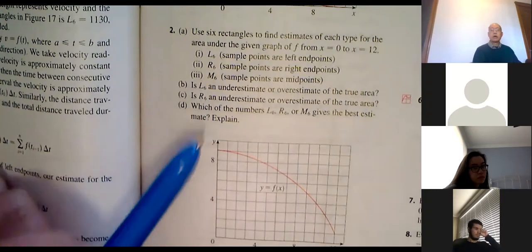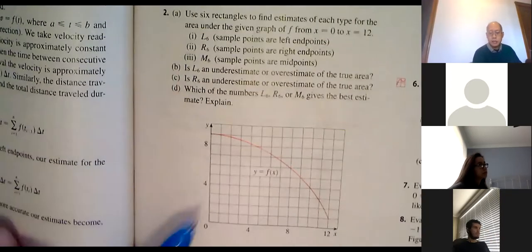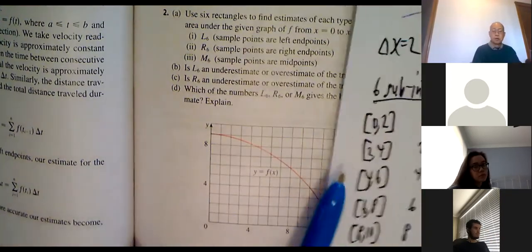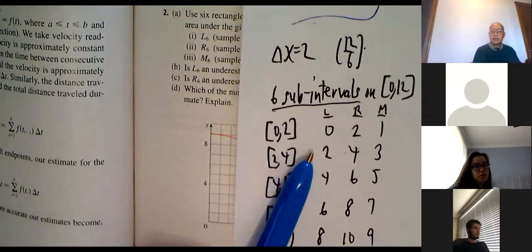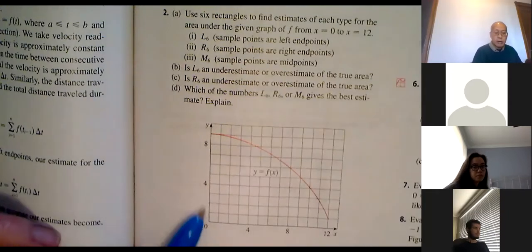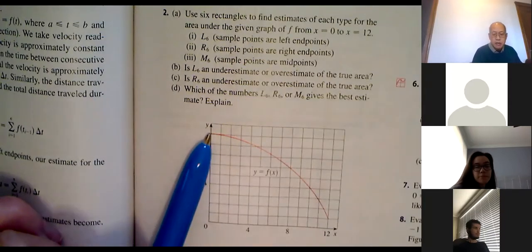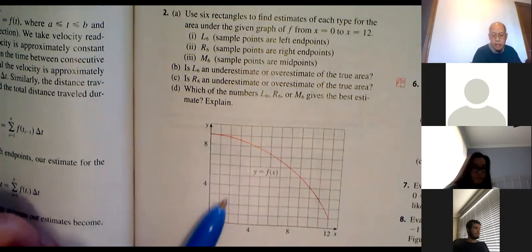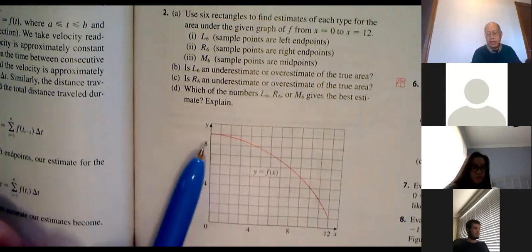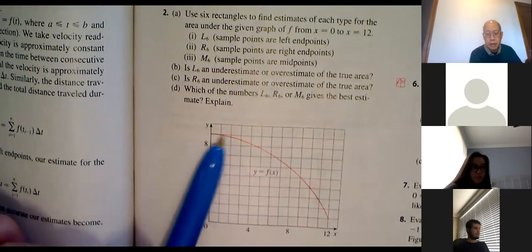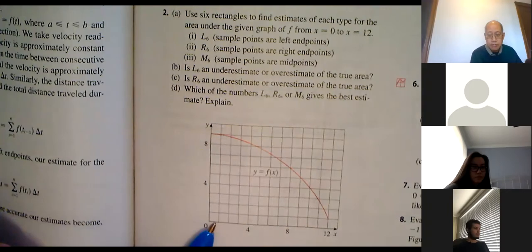Right? So if I pick the left endpoint, the first one, I take 0. Okay? So I would go straight up until I touch the graph and imagine drawing a rectangle right here. Okay? And I don't really want to do it because I'll be writing in my book, but that would be the first rectangle. Looks like it's too big.